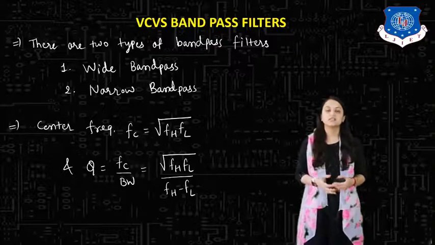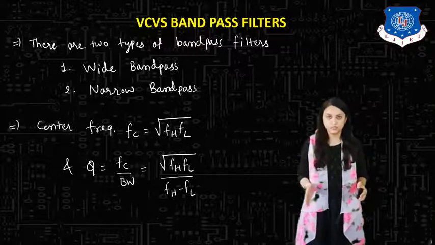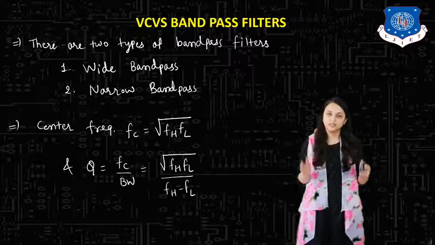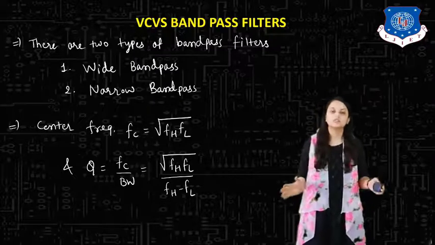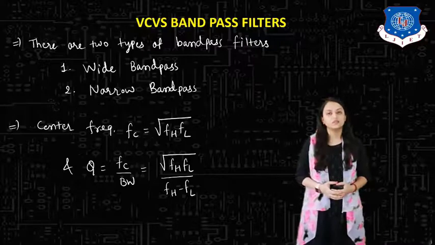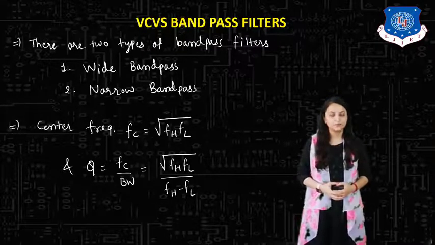As the name suggests, these are band pass filters which will have a particular band of frequencies having lower frequency and higher frequency value, and in that particular range the frequencies will be allowed to pass and others will be blocked. There are two types of band pass filters. First one is wide band pass filter and the second one is narrow band pass filter.